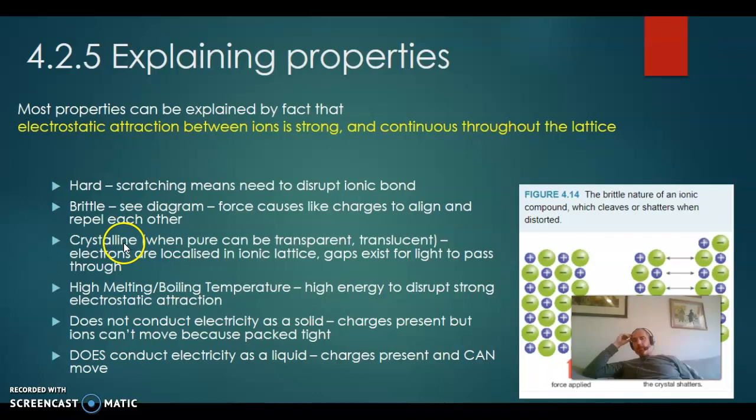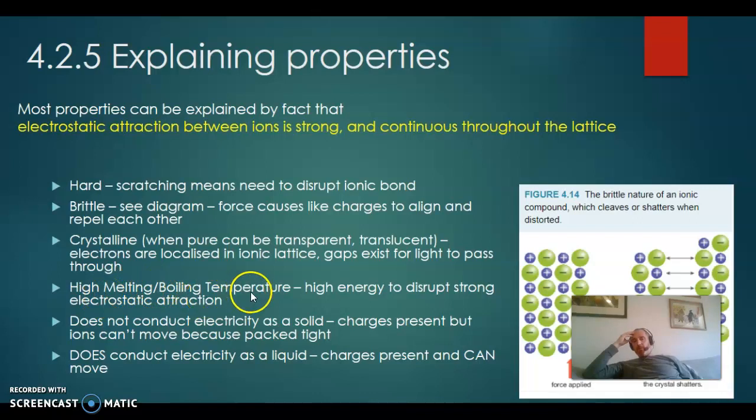The next, the crystalline, because in this one the electrons are bound to the ions, they're localized in the ions, so there are gaps where the light can pass through. Unlike in the metallic bonding, where the electrons were delocalized and they could reflect the light back to us, giving that shininess.